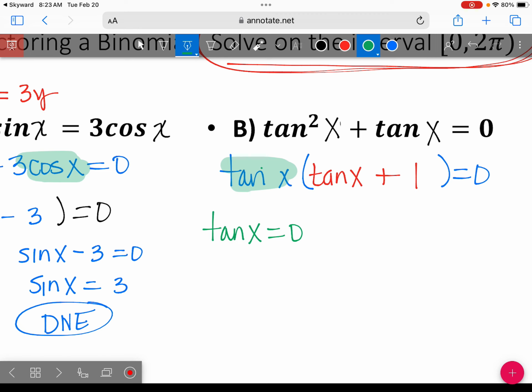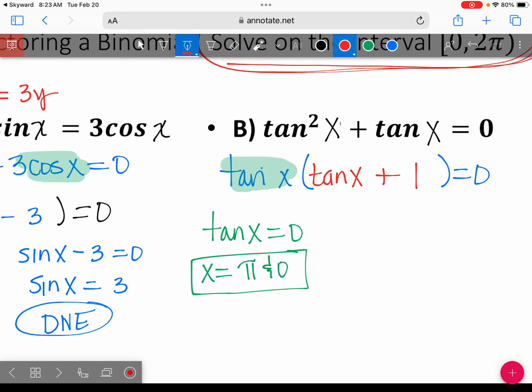Pi over, nope, not pi over 2. Pi and what else? Pi and where else? Because remember, look at the interval. 2 pi can't be an answer. Oh, 0. So 0 and pi are your 2 answers.